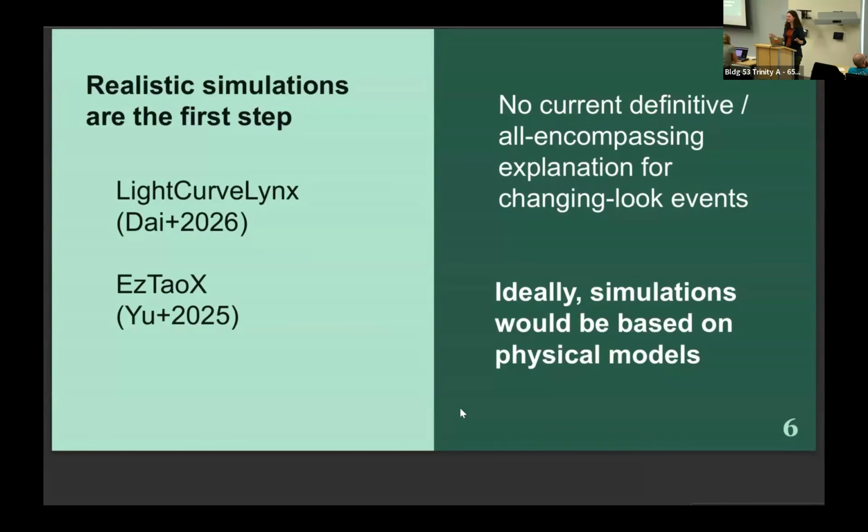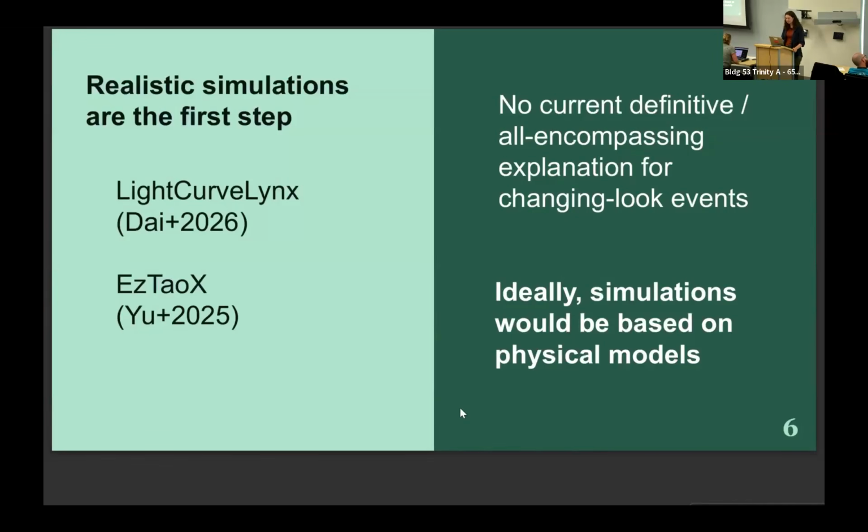I did not develop LightCurveLinks. I'm just a user, but I am a proud user. LightCurveLinks is very cool. It's a package you can use to simulate light curves for a variety of science cases, and also after simulating the data, using the same package to then sample the data with a variety of survey patterns. So it's really helpful for combining everything in a clean way.